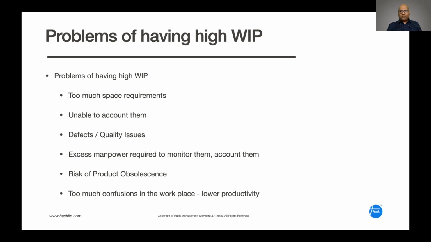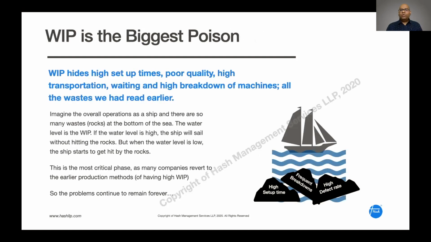So a lot of firefighting happens. There is a lack of control if you have a lot of WIP. So these are all the problems of having high WIP. You will all want to reduce the WIP, but you won't do it. Why? Because WIP hides all the problems in the company.